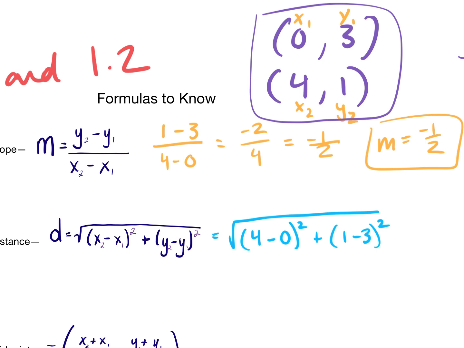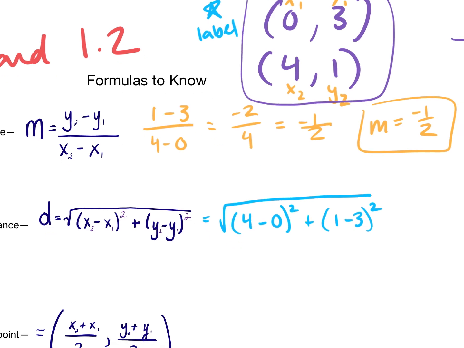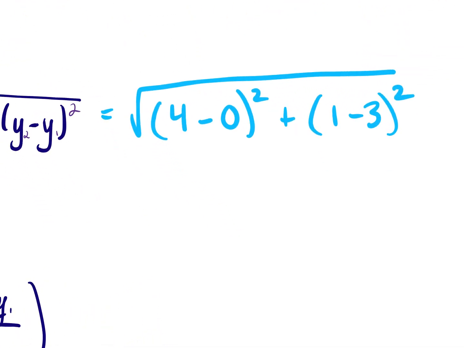So when you're doing these types of questions, whether it's slope, distance, or midpoint, I would always recommend labeling which one's which. Label which one's your x1, y1, x2, y2. It just makes it easier. That way you can just plug it right in. You don't really have to think, oh, did I mix those up? Label which one's which, plug them in.